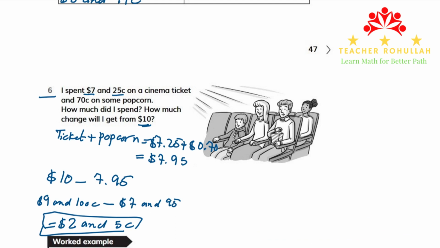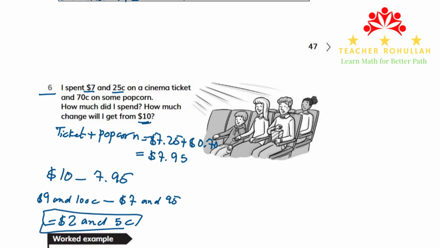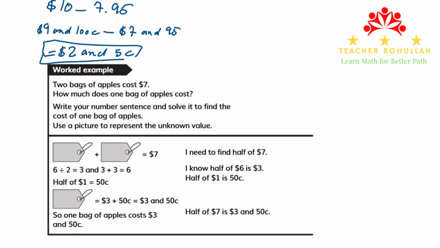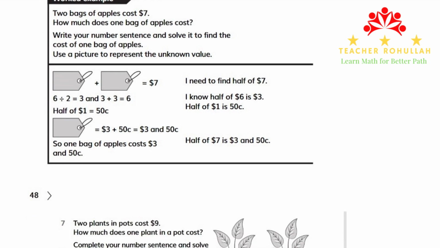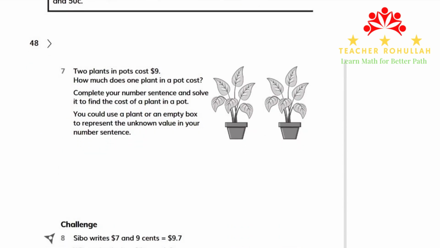Well, we are done with question number 6 as well. Let me scroll down to move to question number 7. Here we have a worked example. In this worked example, the question is given and then the question is solved. So we don't have to work on this. I will scroll down to directly move to question number 7.